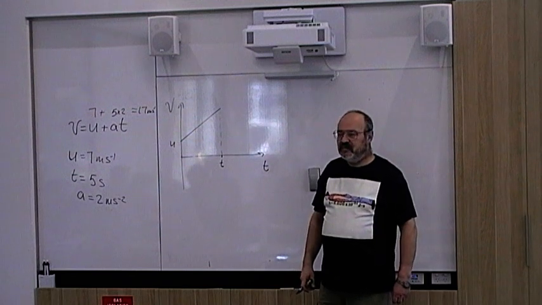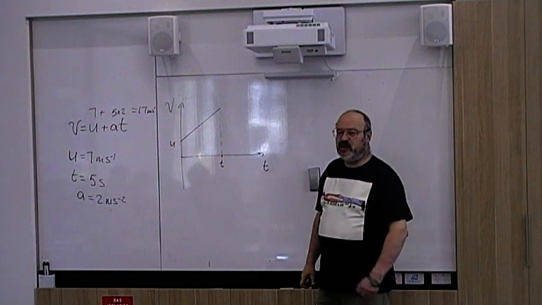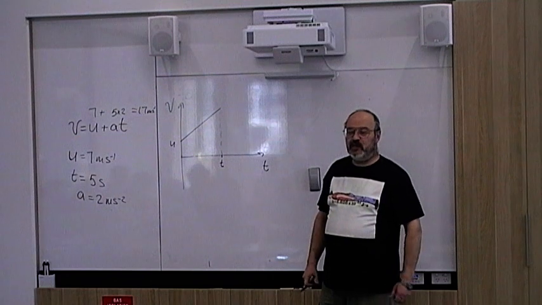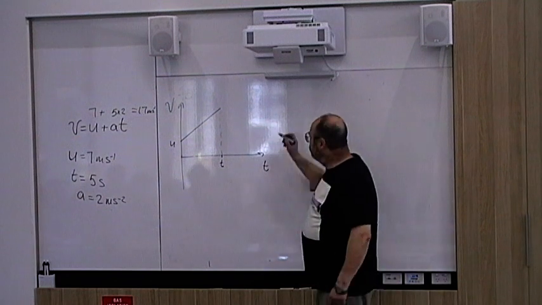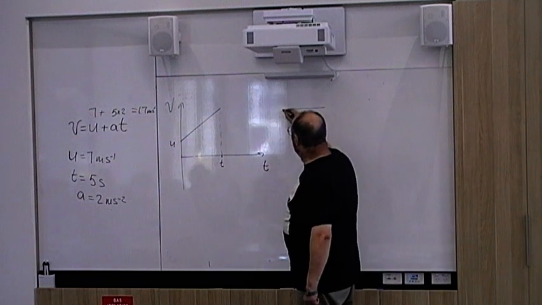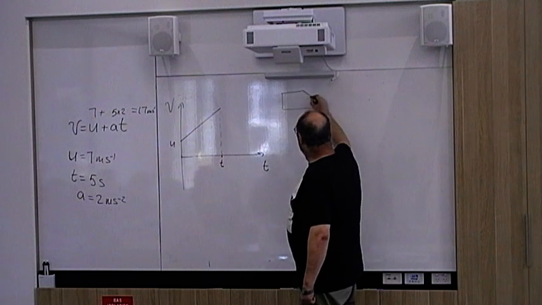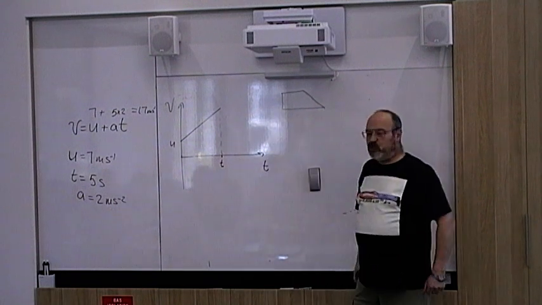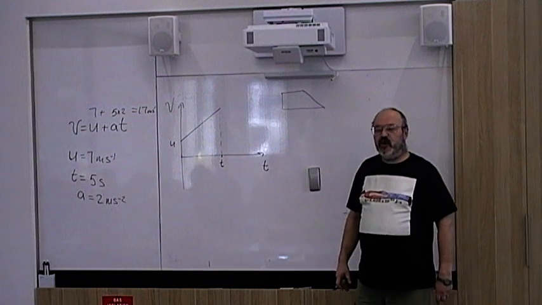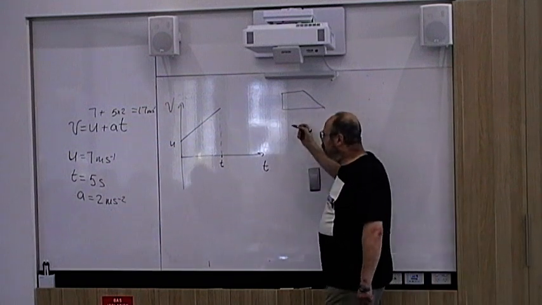Quadrilateral. Trapezium. It is a trapezium, just on its side. If you turn it around, it will look like this. You see, it's a trapezium, just turned on the side. What is the formula for the area of a trapezium? One half, A plus B, times height.